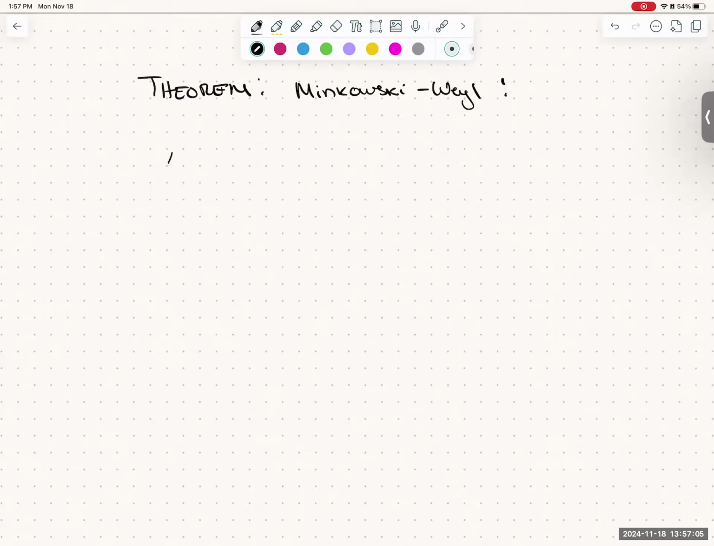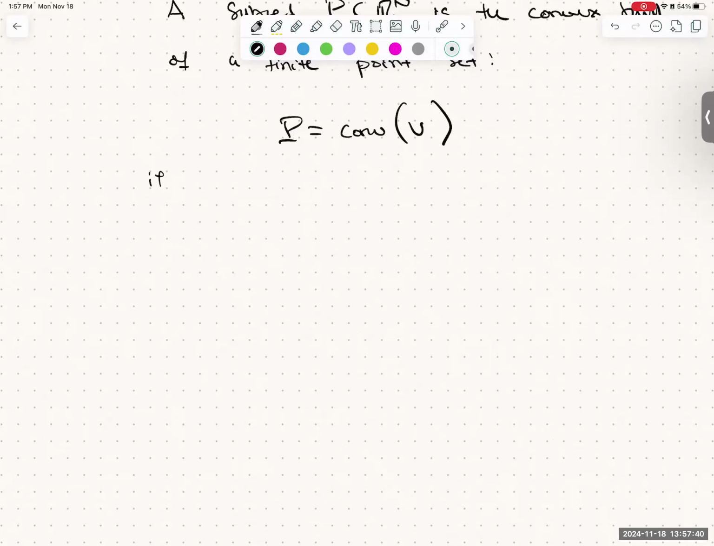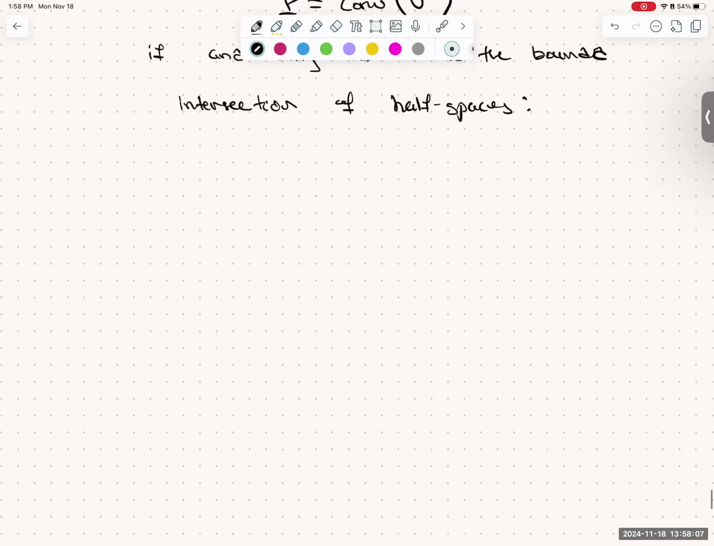It's basically just saying that a subset P of R^n is the convex hull of a finite set, so P is equal to a V polyhedron, if and only if it is the bounded intersection of half spaces.